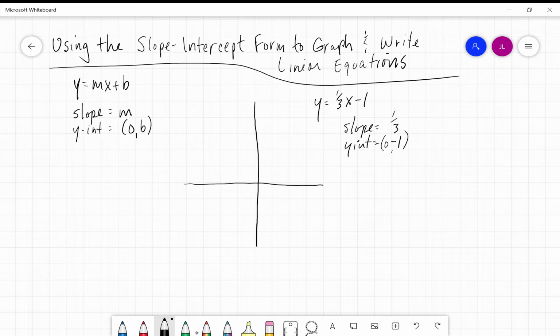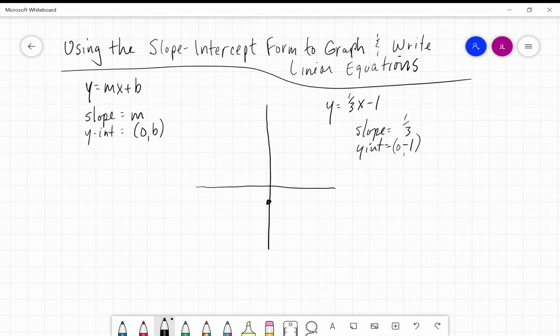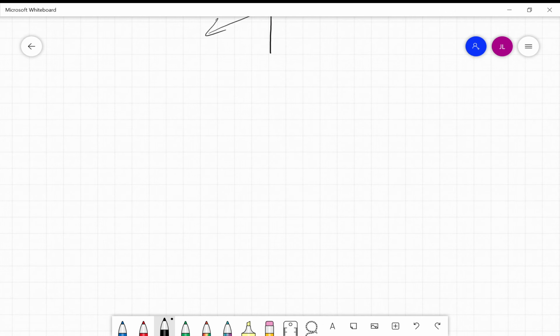So to graph this, we'll graph our y-intercept first. So we're at 0, -1. So that's here. Now, to graph this, we need to look at our slope. Remember, slope is rise over run, and this is positive 1 over positive 3. So our rise is 1, so we go up 1, and over 3, 1, 2, 3. And we would put a second point in there, and then all we've got to do is connect them, and we have a line.